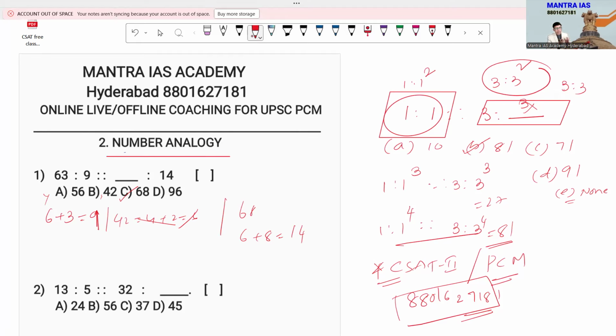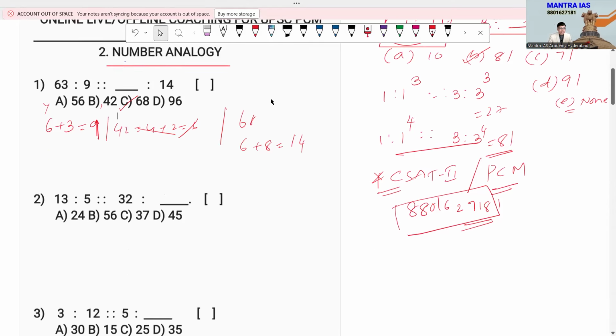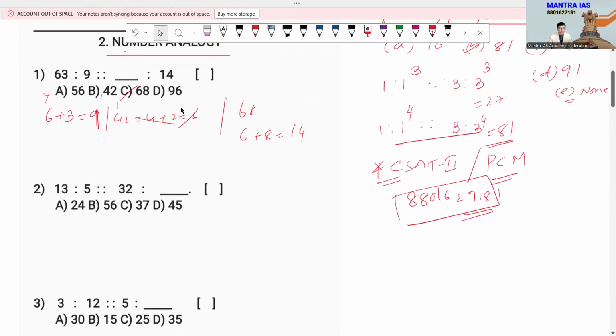Implies whatever logic you have for the left side, the same thing should be applied to the right side. In this case, by adding the 2 digits of the number, you got 9. In the same style, you have to get it on the other side. Then come to the next one; option C is over.